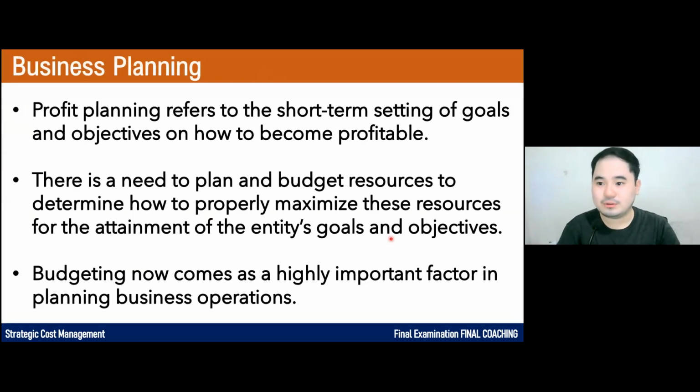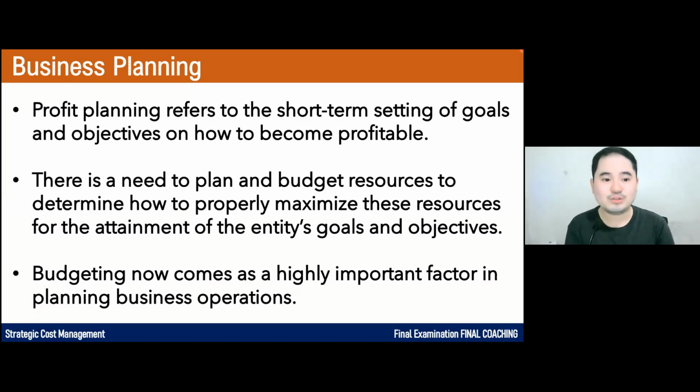Okay, so when we are talking about master budget, we are actually talking about planning the short-term goals of the entity. And talking about short-term goals, it's not actually about capital investments or acquiring new big companies. When we are talking about business planning on a short-term perspective, we're actually talking about profit planning. We're just talking about profitability. Profit planning refers to the short-term setting of goals and objectives on how to become profitable.